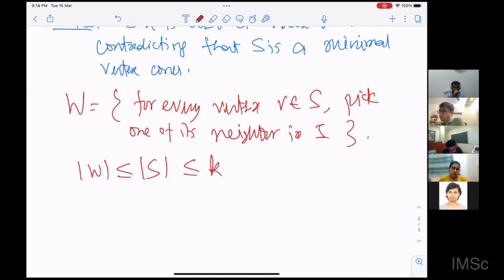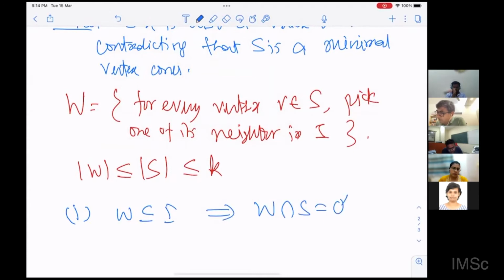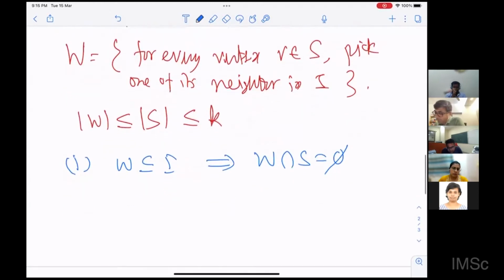Now, what is the property of this W? First of all, where did I pick W? W is a subset of I, which implies W intersection S is empty. Secondly, what is the neighborhood of W?